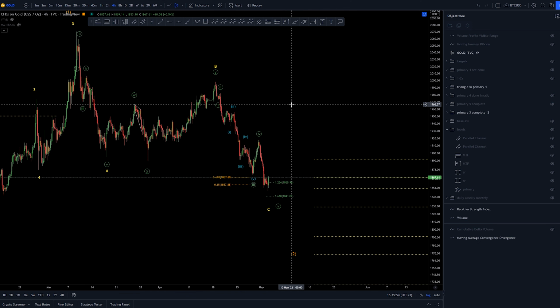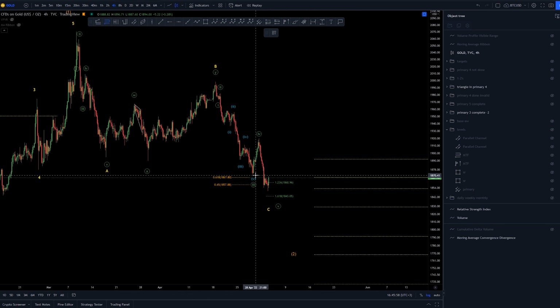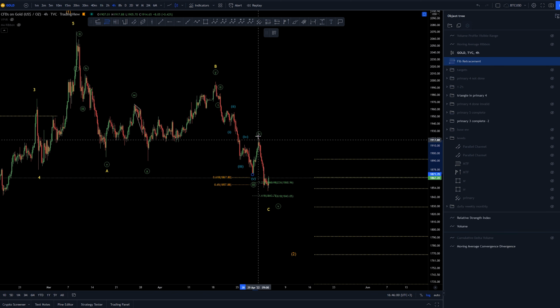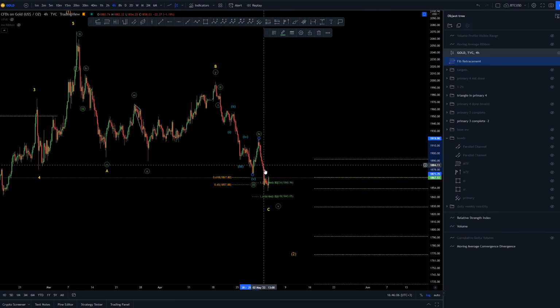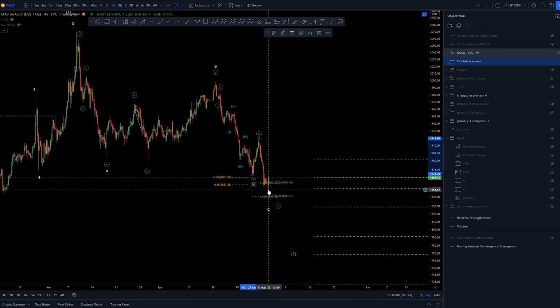Neither of them have any structures of flats, so there is still a possibility. Let's just confirm that this didn't go too low. Yeah, it is still possible for this structure to be the B wave if we can find a zigzag possibility in here.